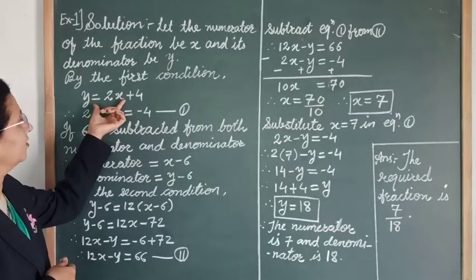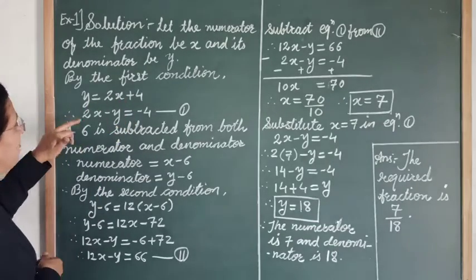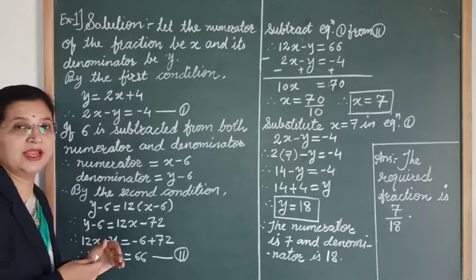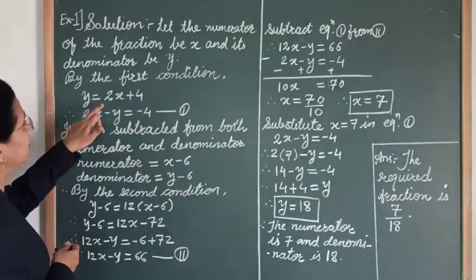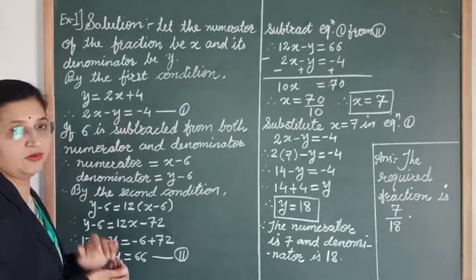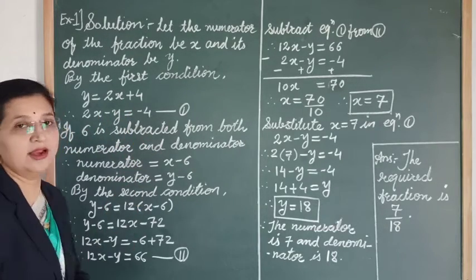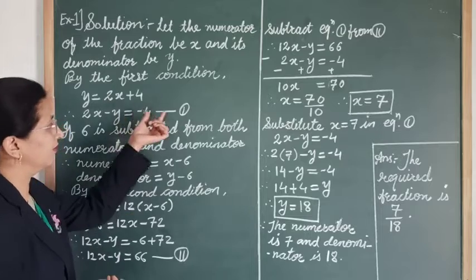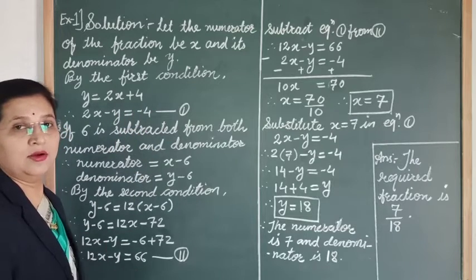Now let's write this equation in the form ax plus by is equal to c. So it will be 2x minus y is equal to negative 4. So this is our first condition, the first equation.